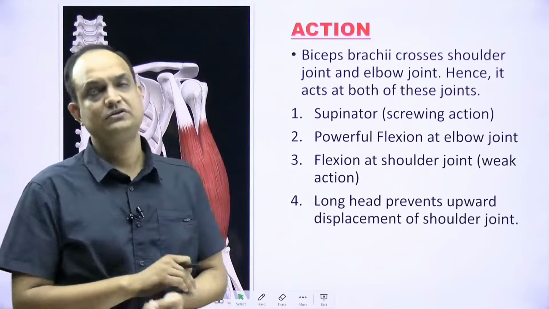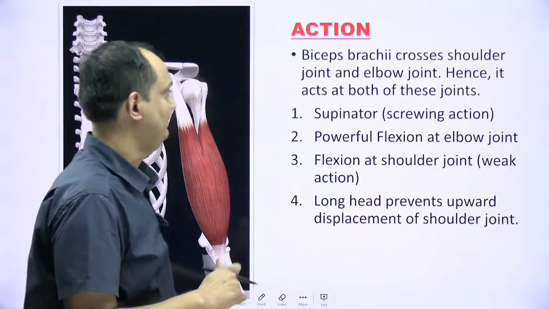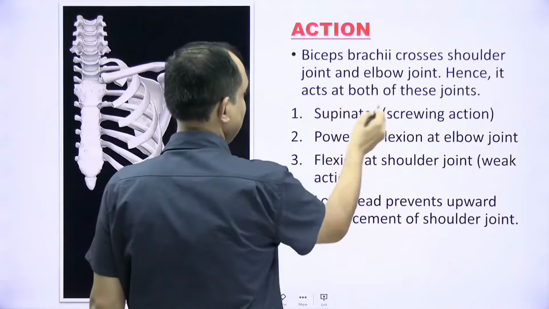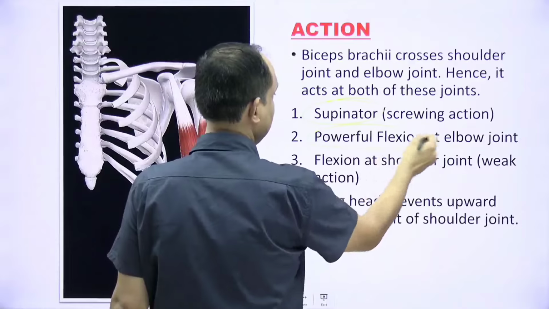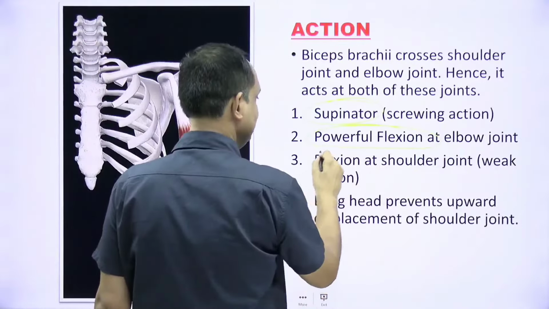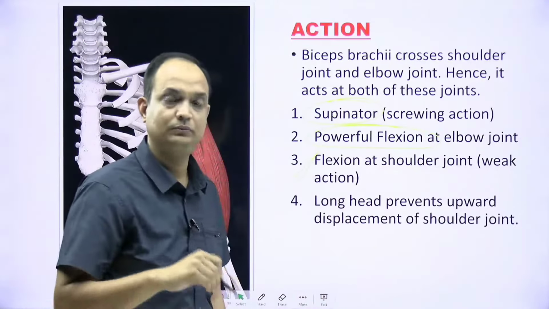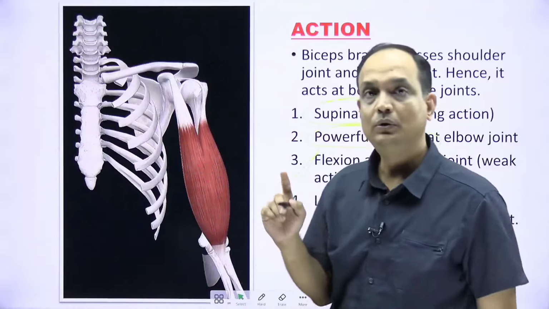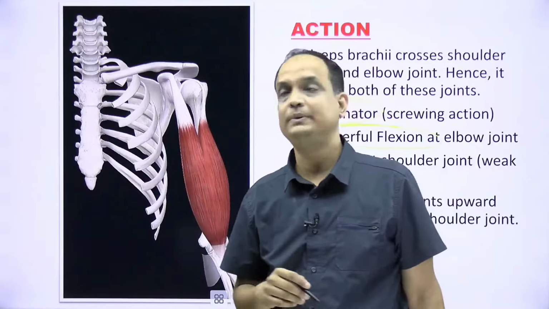Now, what are the actions of the biceps? Biceps is having supination, it is having the powerful flexion at the elbow joint, it is having some weak action at the shoulder joint also, because there are two joints which have been crossed by this tendon.